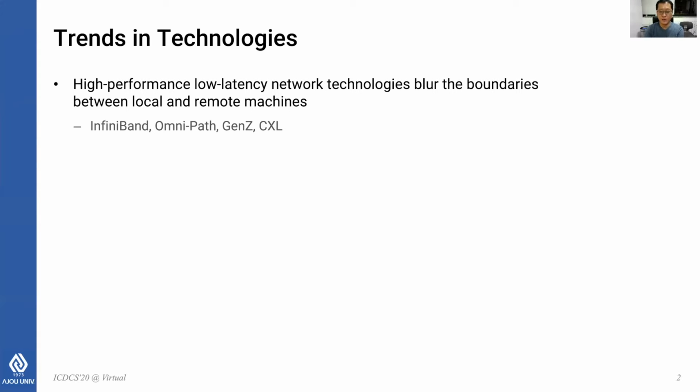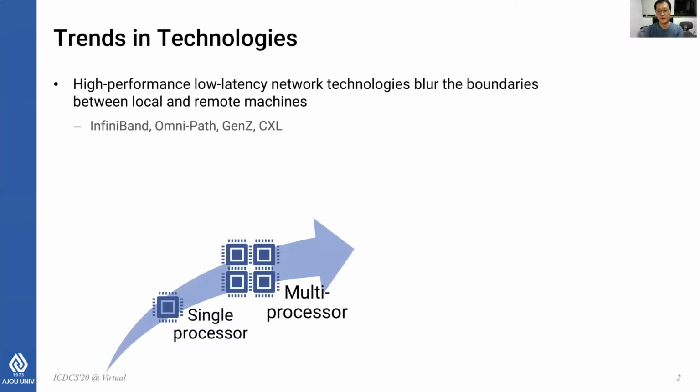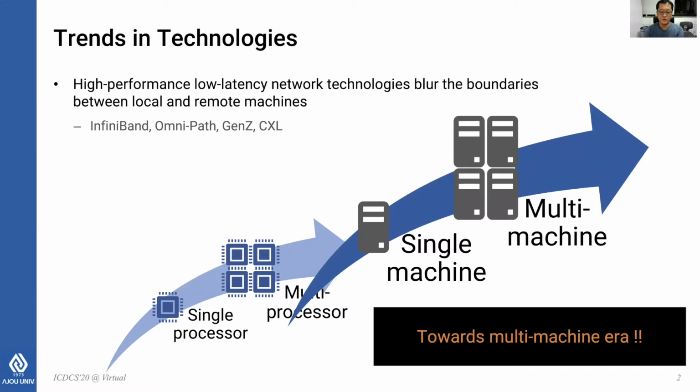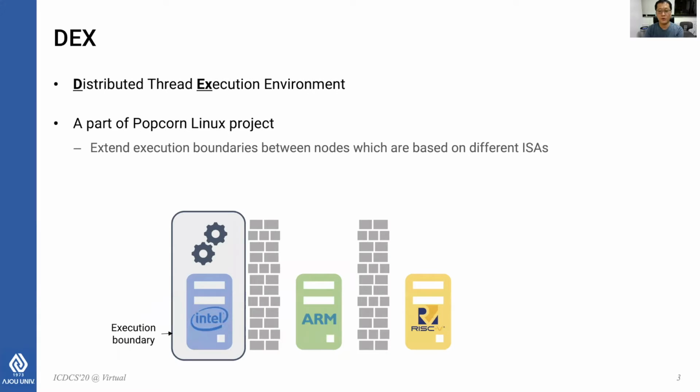This trend looks very much the same as what was happening in the past. When we faced a performance wall for a single processor in the early 2000s, we could move forward to the multi-processor era by leveraging high-speed processor interconnects. Now we can take similar approaches by leveraging those high-performance network technologies to bind multiple machines and use them like a single machine. In this sense, I would like to say that this is the right time to evolve from the single-machine era to the multi-machine era. We propose DEX to enlighten this multi-machine era.